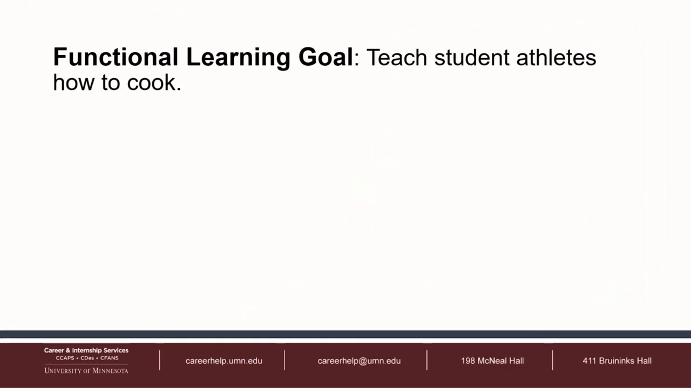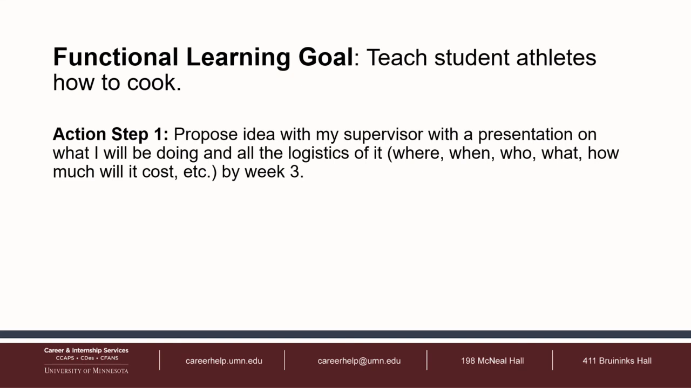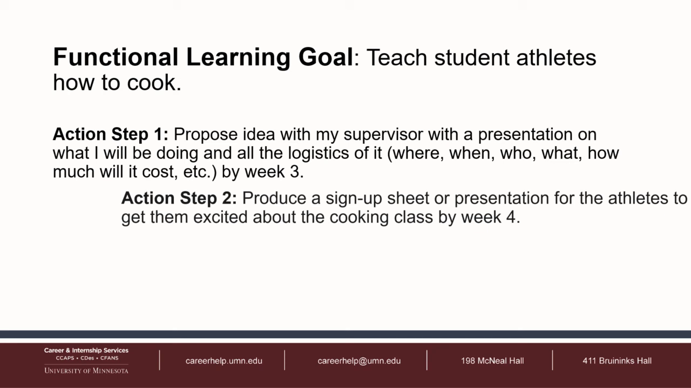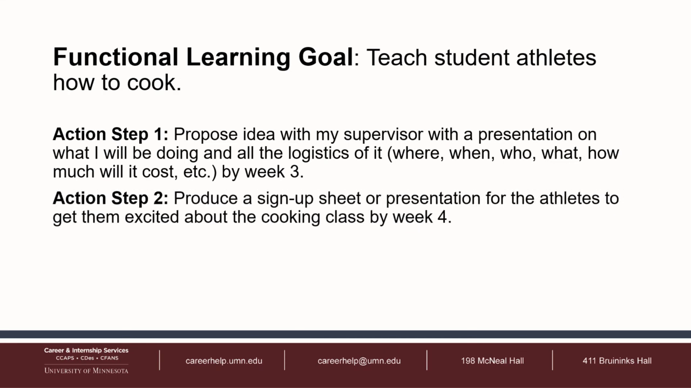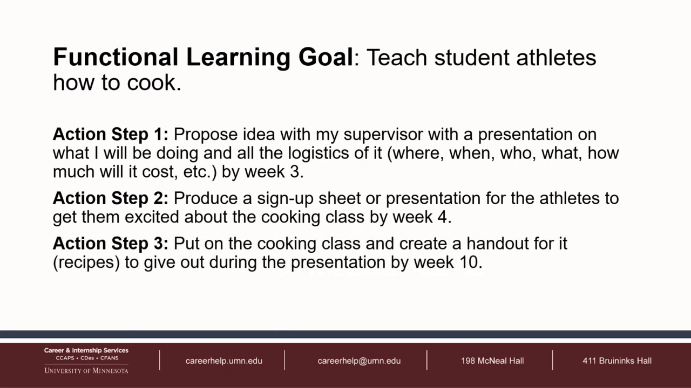And here's another functional learning goal, which is the bottom of the T: teach student athletes how to cook. Action step 1, propose idea with my supervisor with a presentation on what I will be doing and all the logistics: where, when, who, what, how much it will cost, etc. Do this by week 3. Action step 2, produce the sign-up sheet or presentation for the athletes to get them excited about the cooking class, and do this by week 4. Action step 3, put on the cooking class and create a handout for it, which includes recipes to give out during the presentation by week 10.